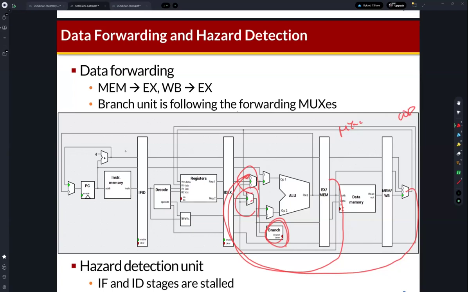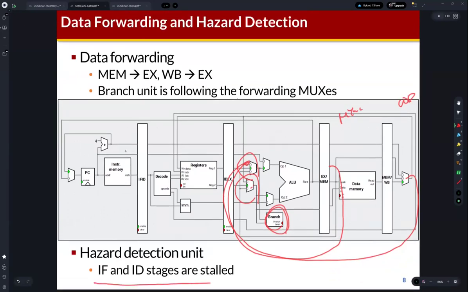So actually we don't need to consider some special cases for data forwarding or branch instructions. And then also we need to define the hazard detection. Hazard is caused when the former instruction is a load instruction, right? So which means we need to detect the load instruction, and then the following instruction uses the destination of the former instruction.